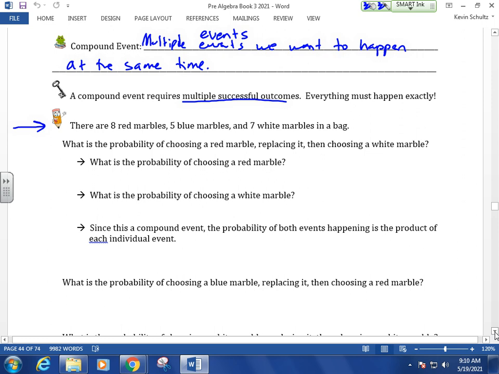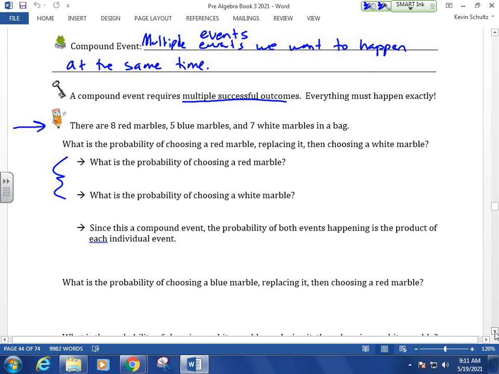So if we pick a red one first and then a blue one, were we successful? No. If we pick a red one and then a second red one, were we successful? No. If we pick a blue one first and then a white one, are we successful? No. We're only successful if we pick a red one and then a white one. So multiple things happening here. And how you look at this is we can think about the individual probabilities first.